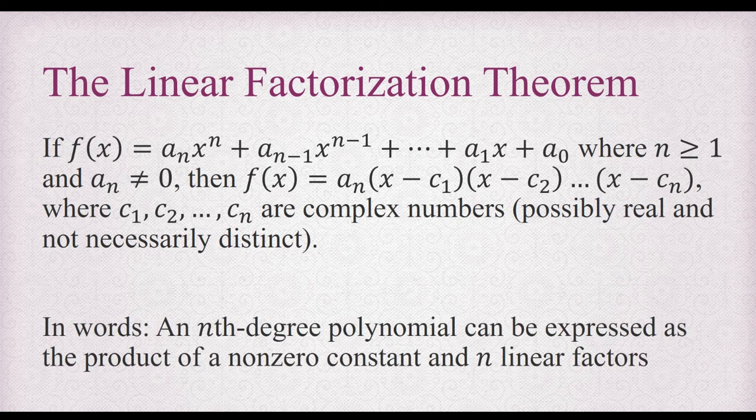So in words, an nth degree polynomial can be expressed as a product of a non-zero constant and n linear factors. So if we're talking about an x squared term, like a quadratic, well then it'd be two different things being multiplied together. If it was a cubic, then we would have 3 things being multiplied together, and so on and so forth.